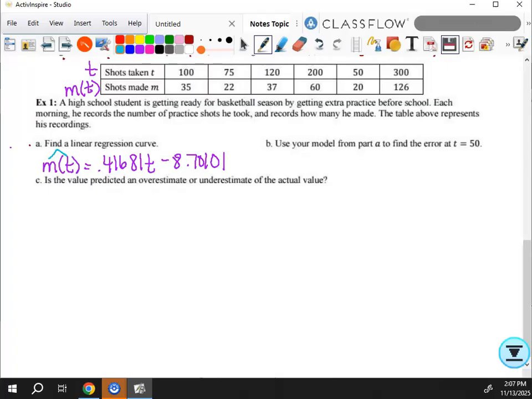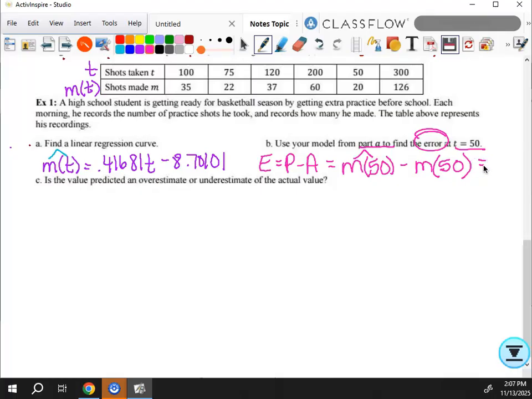Okay. So now it says use your model in part A to find the error at t equals 50. All right, so error is what minus what? Predicted minus actual. Okay, so that means my predicted would be m hat of 50, so that has the little hat on it, minus m of 50. You see why it's important to have notation that distinguishes between the two? Otherwise, it's m of 50 minus m of 50. So there's reasons for the notation.